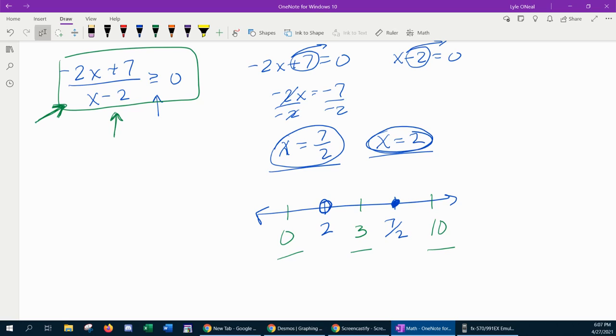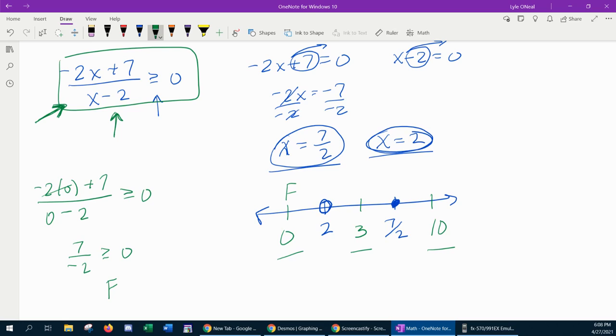Plugging in the 0. That's going to give me negative 2 times 0 plus 7 all over 0 minus 2. We want to know, is that greater than or equal to 0? Well, that's going to be 0, which leaves 7 in the numerator. 0 minus 2 is negative 2. Positive over a negative makes a negative. Negative numbers are not greater than or equal to 0. So the 0 gives me a false statement.